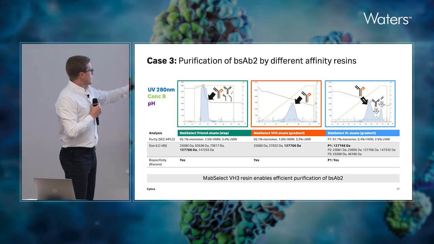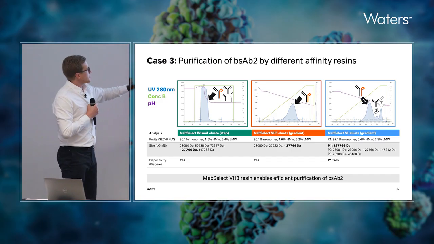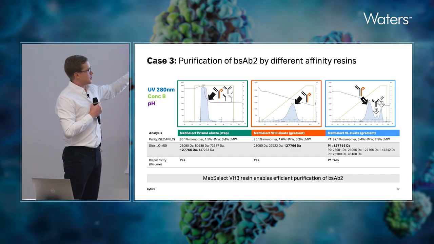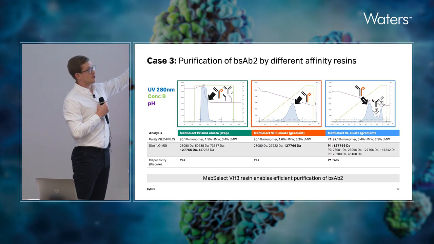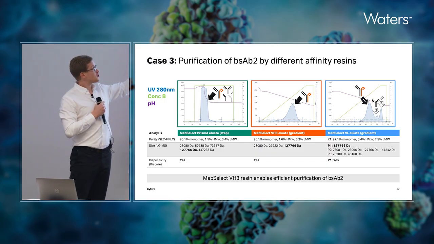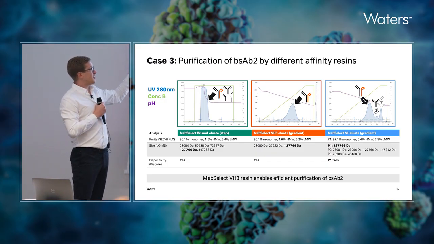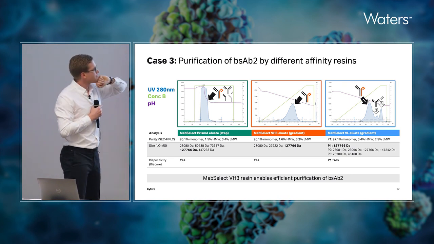So if we just look, now there's a lot of numbers here, but if we capture it with Prisma, we don't aim for any separation here. We know that we have the correct bispecific. We also have homodimer, so black-black, half antibody. We have heavy chain and we have light chain, so we have a lot of impurities in this one.